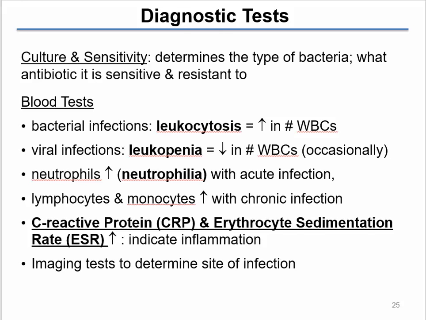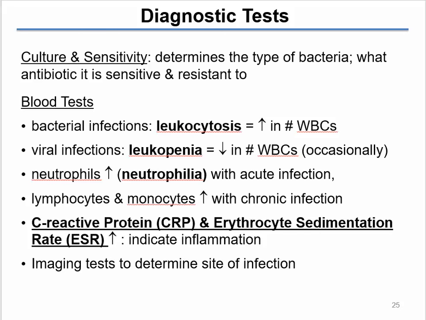Blood tests that indicate would be things like leukocytosis, an increase in white blood cells. If it's a viral infection, you actually may get leukopenia. If it's an acute bacterial infection, the number of polys will be up, so you get more neutrophils. If it's chronic, you'll have more monocytes, more lymphocytes. We look at the C-reactive proteins and the ESR. We talked about that. They indicate inflammation, and because infection causes inflammation, that's indicative that there could be infection.